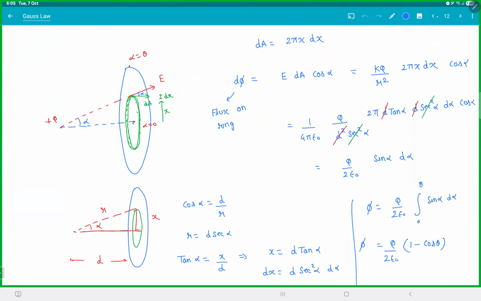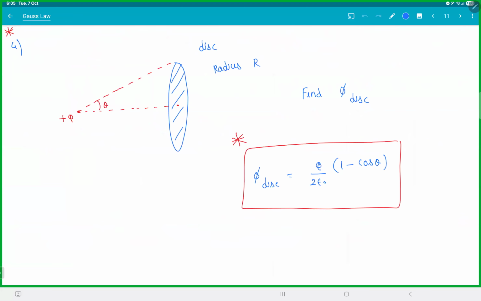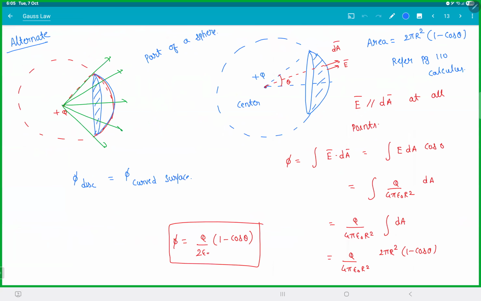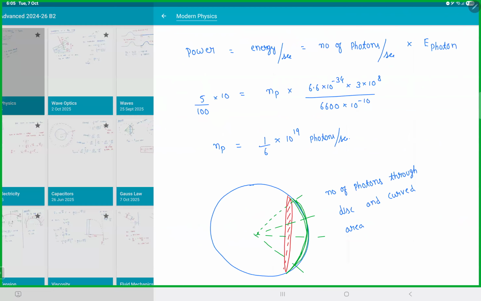Remember this question? There is a point charge q in front of a disk and find the flux passing through the disk. We use that same argument here. Every line that is passing through the disk will pass through that sphere. And this formula for area, we saw first time in calculus, page 110. You should refer to that in case you forgot this.